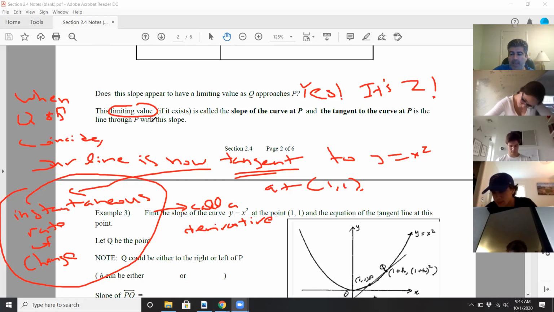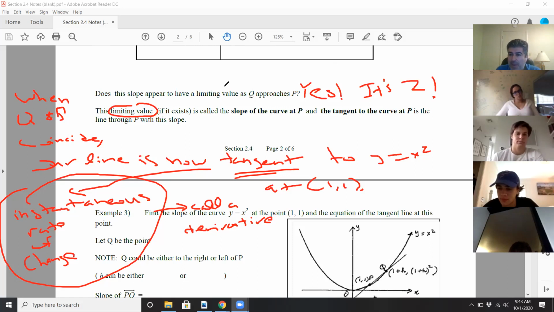When we treat it as a limiting case, when the 2 points get closer and closer together. Coincide means same point. That's what I mean, when it becomes the same point. Because you notice how Q is getting closer and closer to P, ultimately they're going to be the same thing.